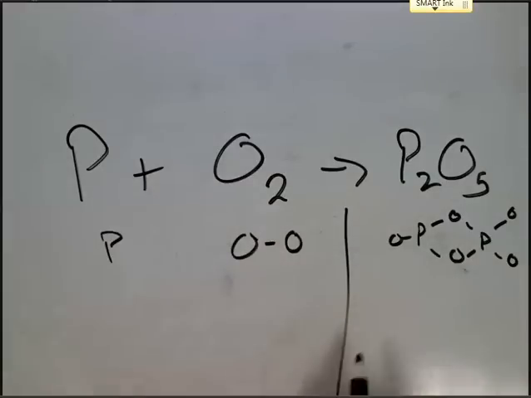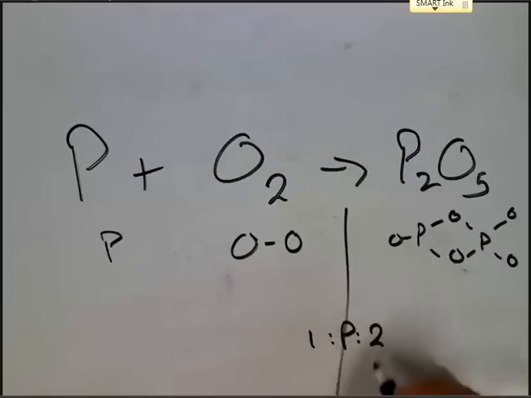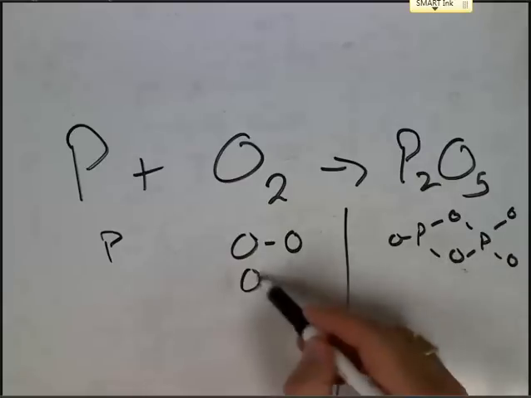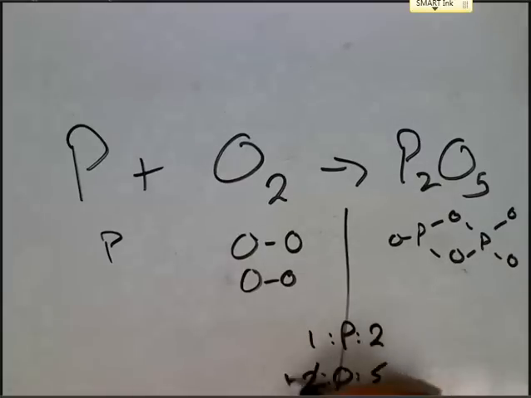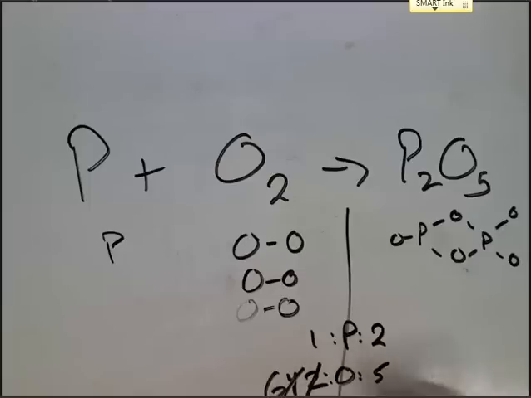2 on that side, 1 on this side. We've got 5 and 2. So let's fix our oxygens first. To get up to 5, well, we can add another O, then we have 4. Still not enough on this side. So let's add another one. And we get up to 6 oxygens.